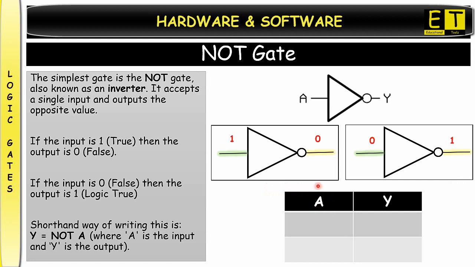Below is the truth table for the NOT gate. Consider A as the input and Y as the output. If we input 1, the output will be 0. If we input 0, the output will be 1.